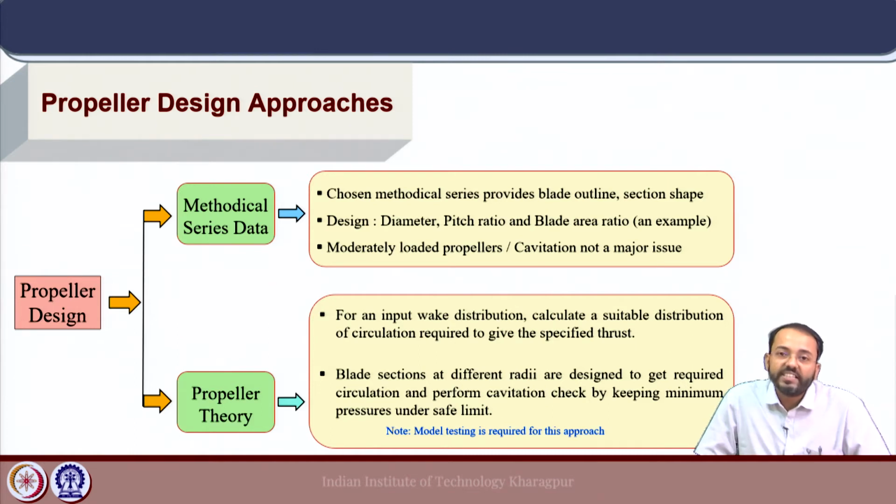The propeller designs which are developed using circulation theory are new. That means they do not belong to any specific methodical series. So, these designs are typically based on the ship configuration as well as the operational characteristics, and hence model testing is a basic requirement for this particular approach. That means once these designs are developed, model testing needs to be done to estimate the thrust, torque and efficiency of the propeller developed using circulation theory.